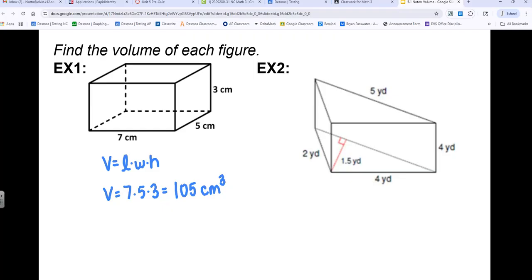Problem 2 is a lot harder because it has a lot of sides that we actually don't need to use. It's got everything we need, but it's got a lot of sides we don't need. First, let's identify it. What are we looking at here? Triangular prism. And Fernando, on the sheet there, what is our formula for a triangular prism?